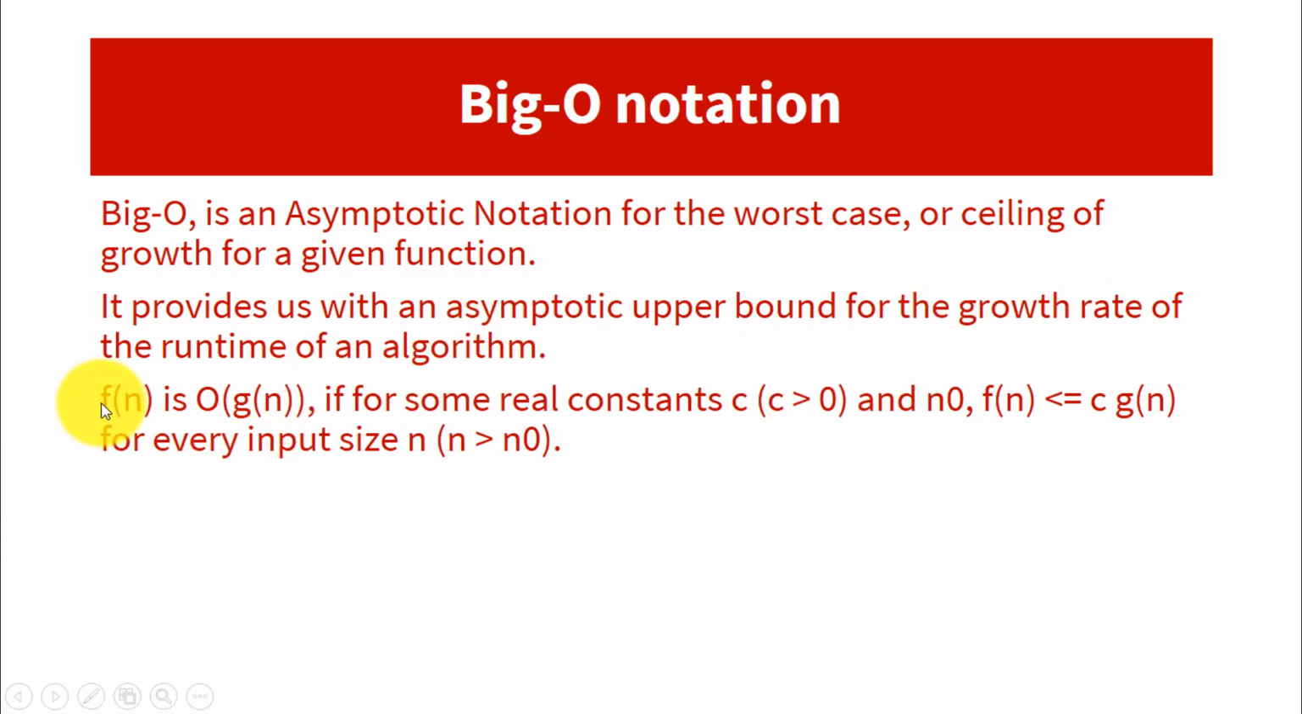algorithm. So f of n, this is the actual function 6n squared plus 100n plus 300, which I mentioned on the previous slide, is big O of g of n, which is another function, if for some real constant c, which is greater than 0, and n naught. N naught is some value of the size for which the actual function will always be lower than the upper bound. So f of n is less than or equal to c times g of n for every input of size n, where n is greater than or equal to n naught.